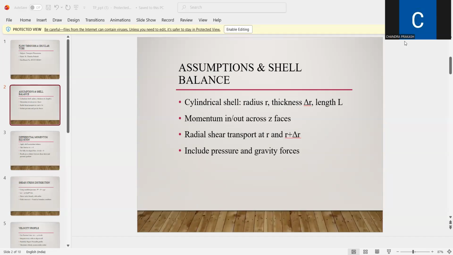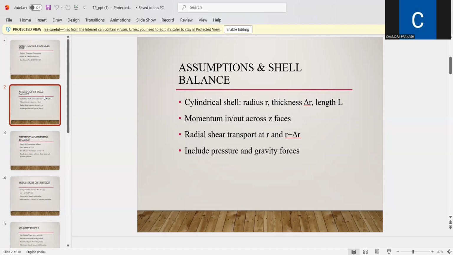Good afternoon, everyone. Today I am going to present on flow through a circular tube, which is an important topic in transport phenomena: assumption and shell balance. First, we start with assumptions to simplify the analysis.